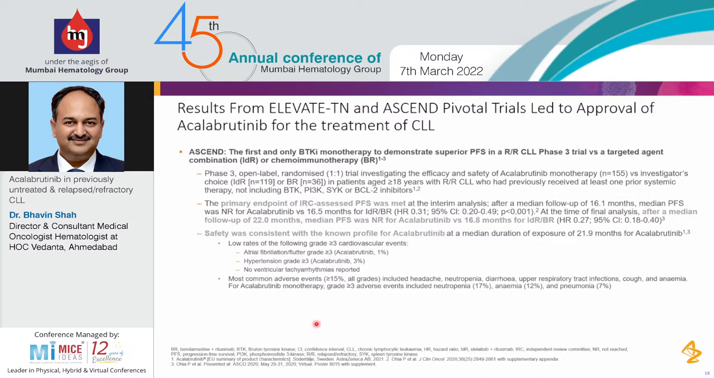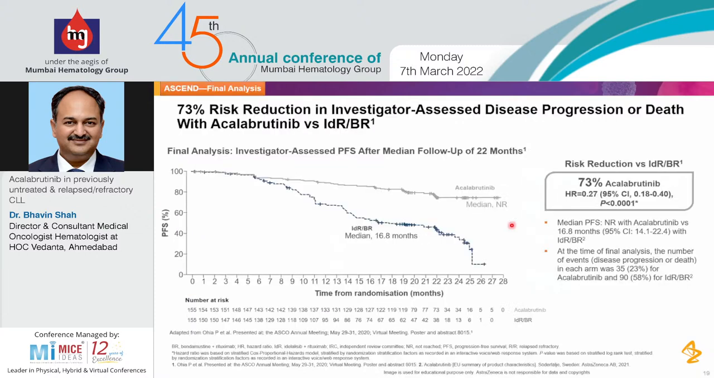Now, the other important study of acalabrutinib was the ASCEND study. The ASCEND was the first and only BTK inhibitor monotherapy to demonstrate superior progression-free survival in relapsed refractory chronic lymphocytic leukemia in a phase 3 trial versus targeted agent combination like idelalisib plus rituximab or chemoimmunotherapy, that is bendamustine rituximab. At the follow-up of 22 months, the median progression-free survival was not reached with ACAL-based treatment versus 16.8 months with idelalisib rituximab or BR protocol. And here we can see that acalabrutinib-based treatment at the end of 22 months shows better progression-free survival. The risk of disease progression or death is reduced by 73% in patients who are treated with ACAL monotherapy compared to idelalisib plus rituximab or bendamustine plus rituximab treatment.